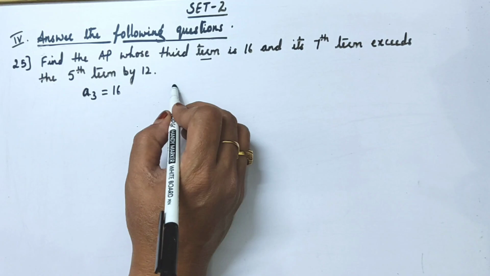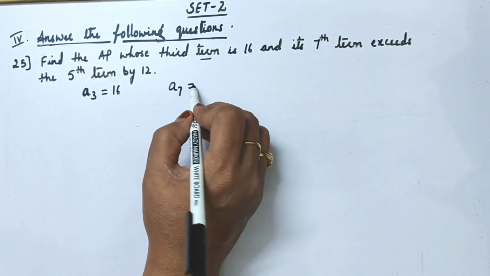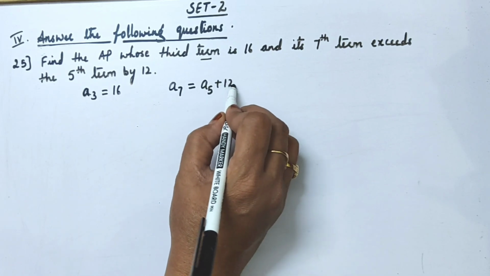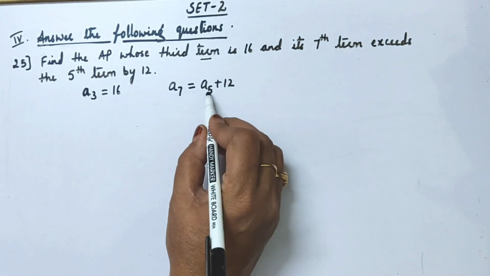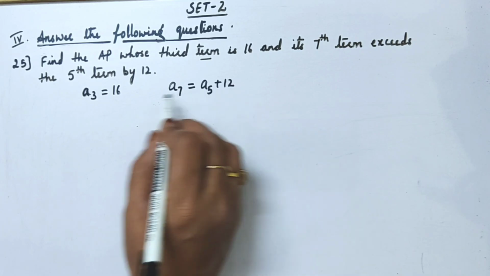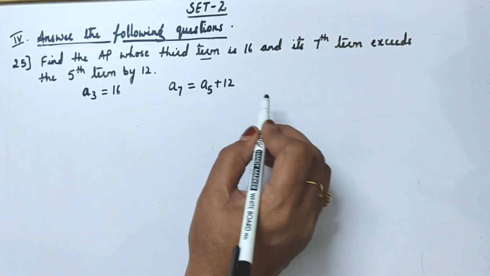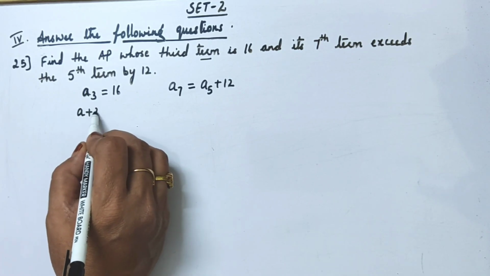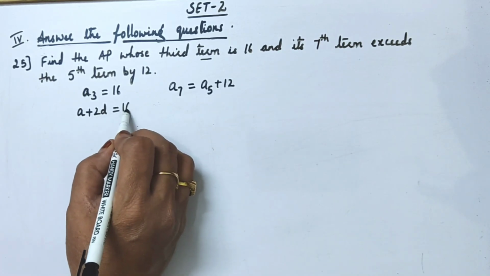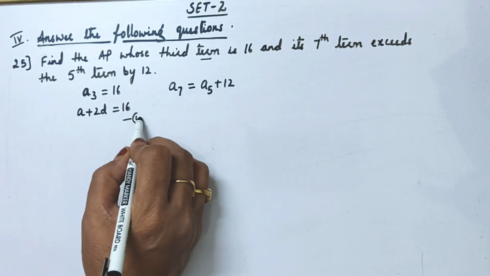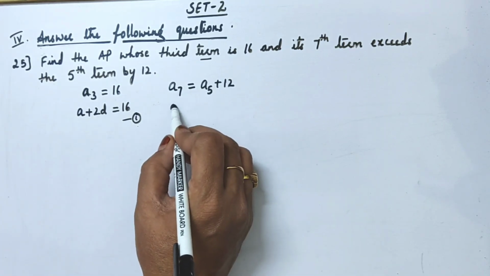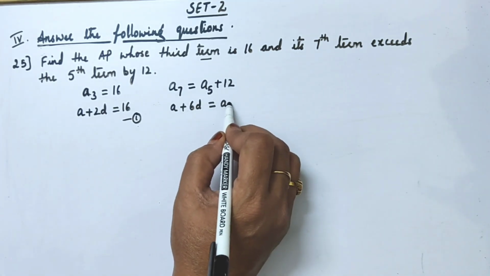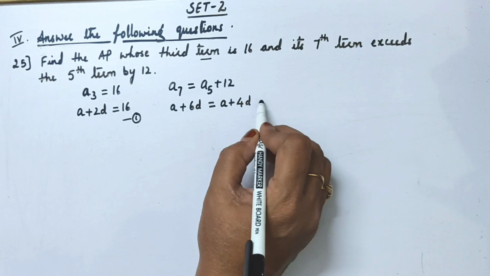And its 7th term exceeds the 5th term by 12. Exceeds means it is increasing. This is the way you need to write here. Now here A3 can be written as A plus 2D equals 16. Let me write this as equation 1. A7 is nothing but A plus 6D equals A5, which is A plus 4D plus 12.